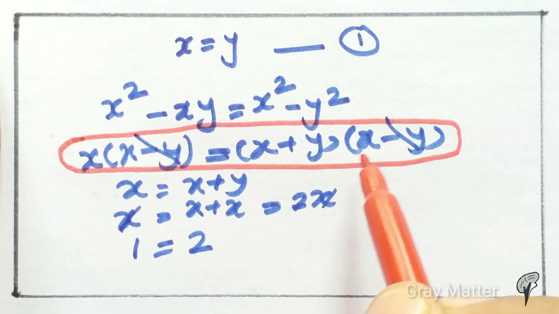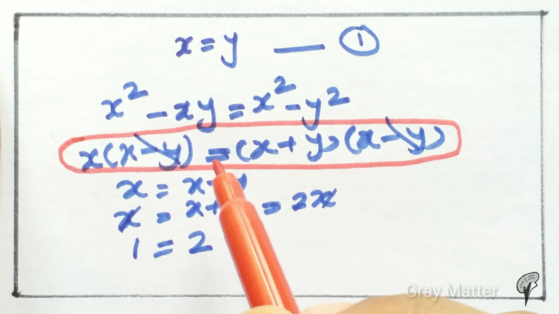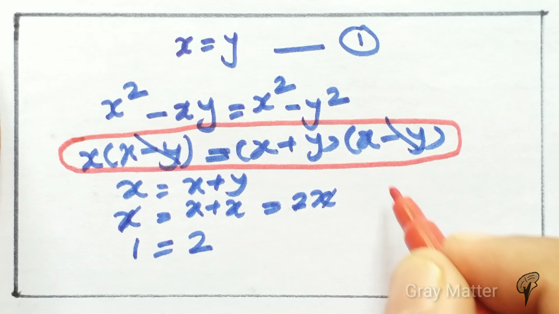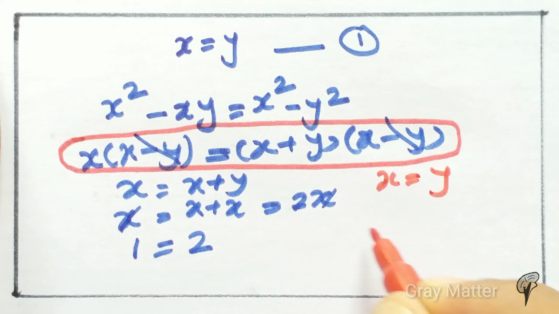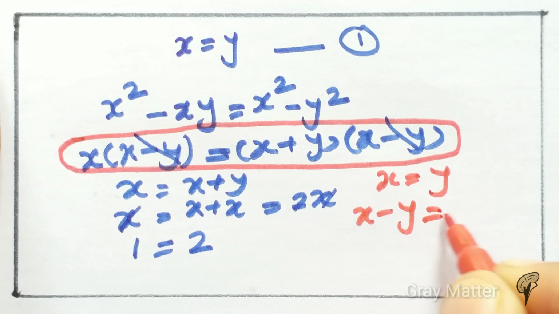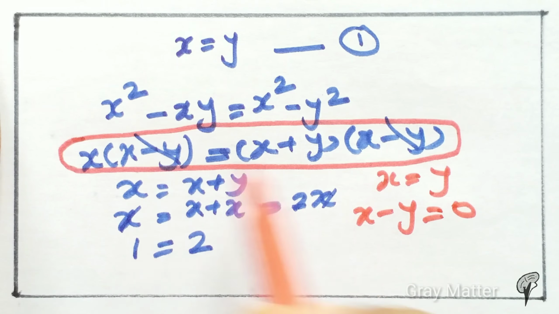we got a common factor here, x minus y, and we cancel that. Actually, from equation number 1, x is equal to y. So x minus y is equal to 0. And we cancel 0 here. Actually, we cannot cancel 0.